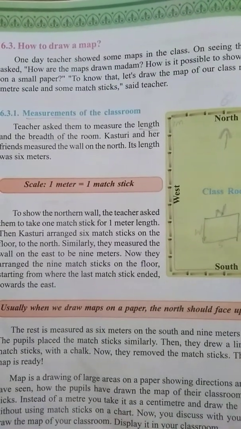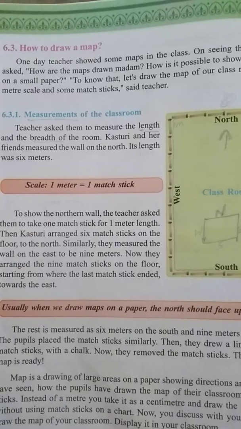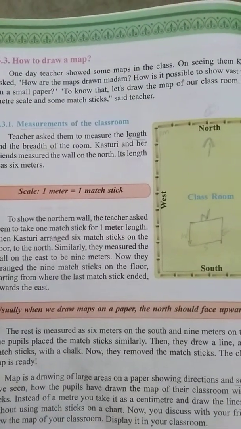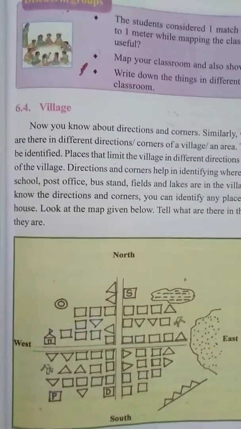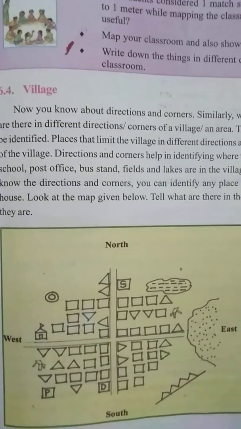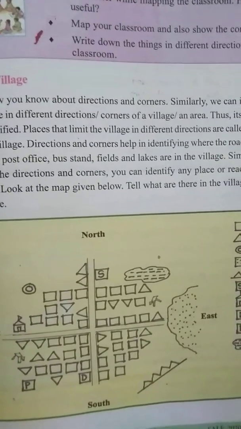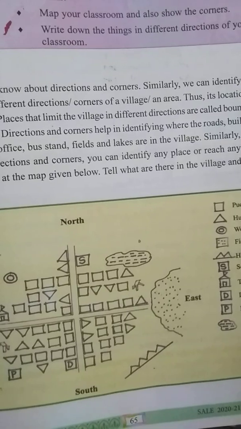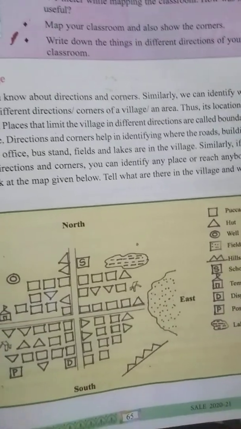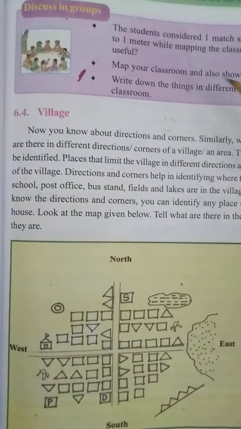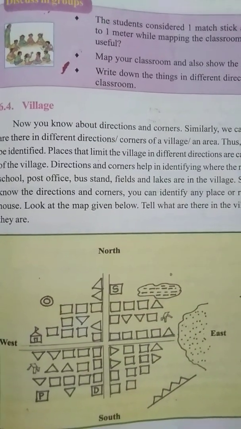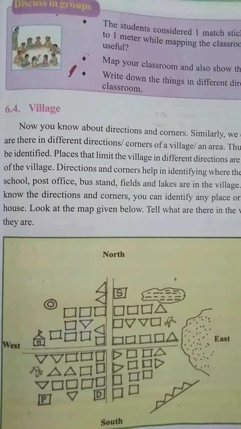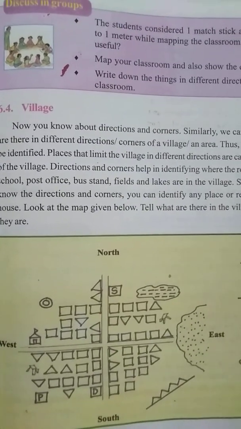Okay, so till here everybody understood? Now let's come to page number 65. See here, on page number 65 what is given. On every page we have different pictures, no? Now on this page we are going to learn about the village, the village map. How to draw the village map on paper, that we will learn.